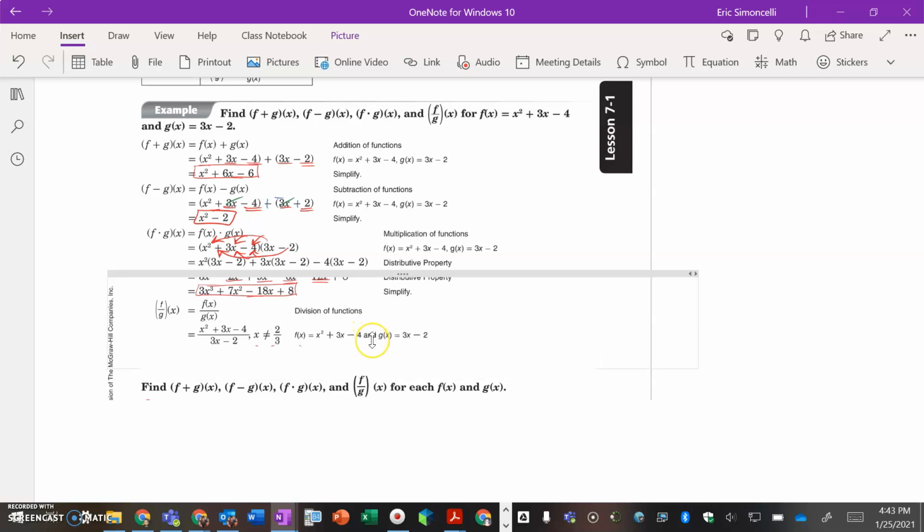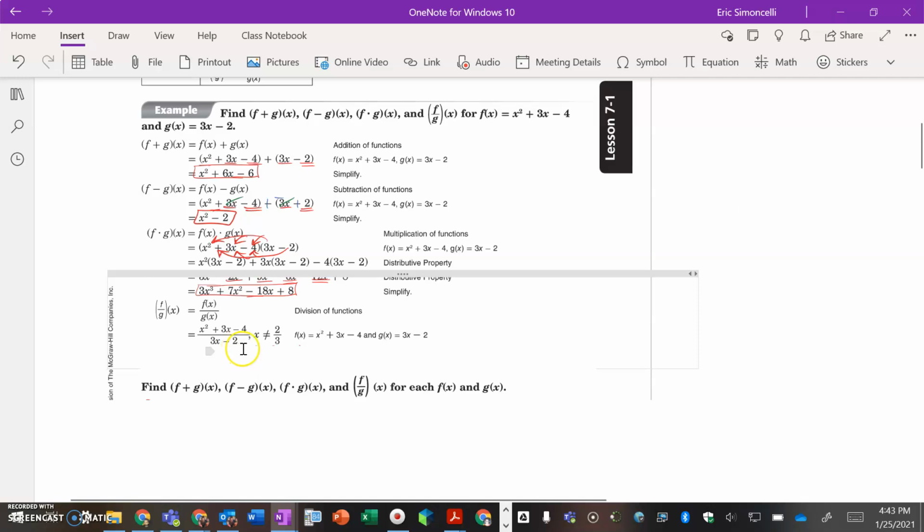As you can see, they've done that for you. So the numerator is simply f of x, x squared plus 3x minus 4. Well, the denominator, of course, is g of x, 3x minus 2. So speaking of the nuances as to what maybe you can and can't have, in this case, they say that x can't be 2/3.